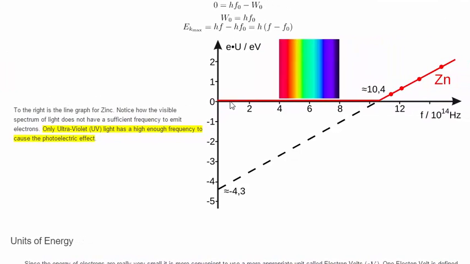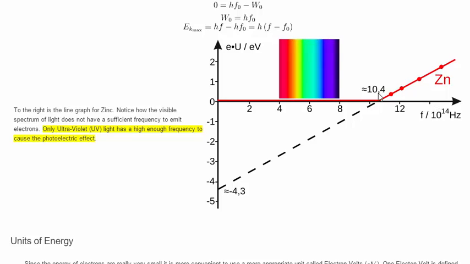Here on the horizontal axis, they've put the frequency, and here is zinc. The cutoff frequency to knock an electron off from zinc is at around here. That is about 10.4, more or less 10.4 times 10 to the power of 14. That is the minimum frequency that you can have before you start knocking off electrons.